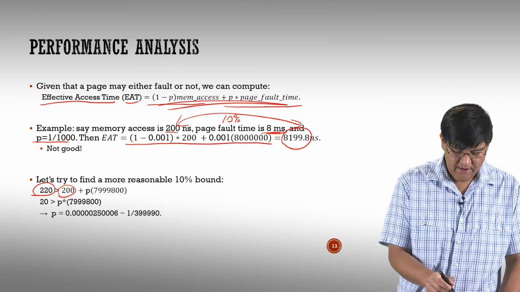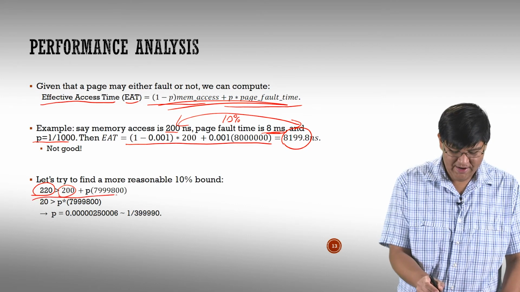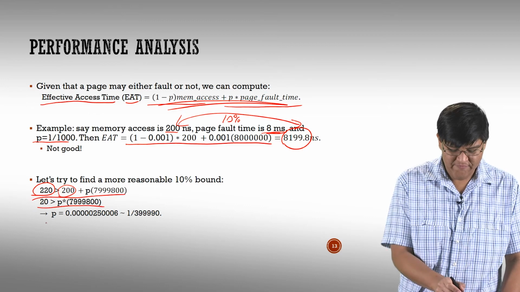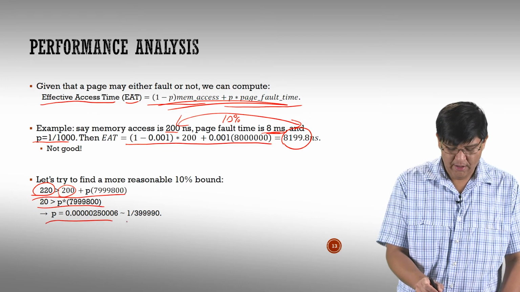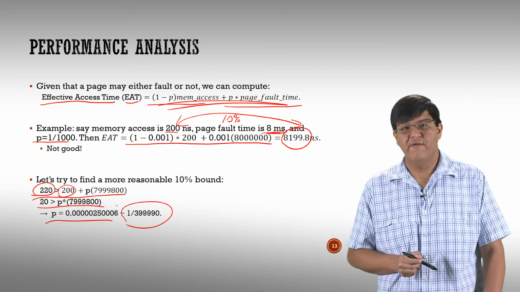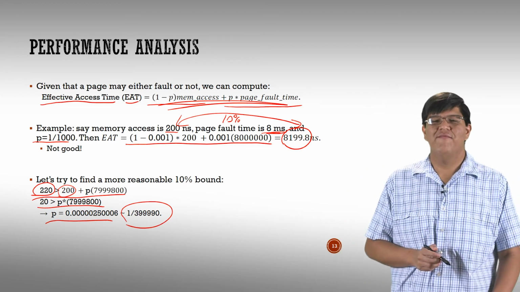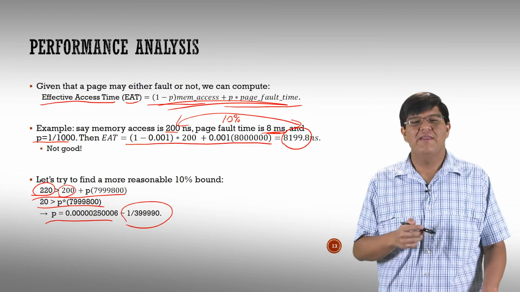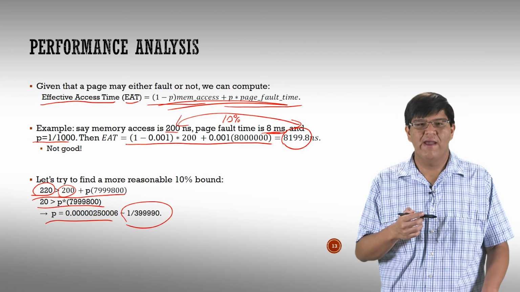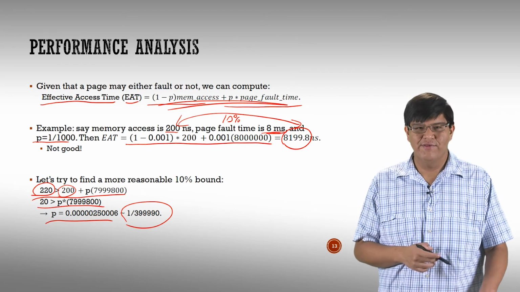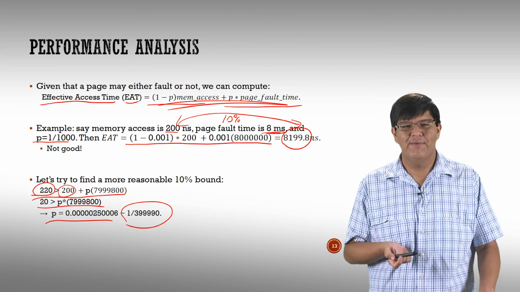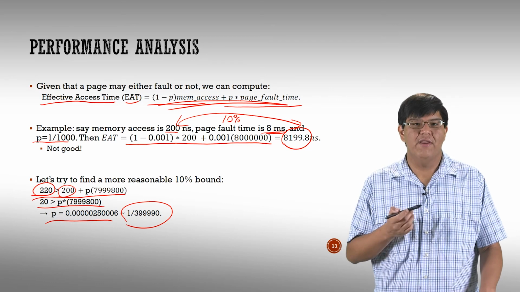In this case, we do algebra here, and in the end, what we solve for is P equals this value, which ends up being basically 1 in 400,000. So if I want my performance to be off by only 10%, I need to have only 1 in 400,000 accesses cause a page fault. This is a little bit of an intimidating number, but if we want that performance, that's what we're going to have to aim for.